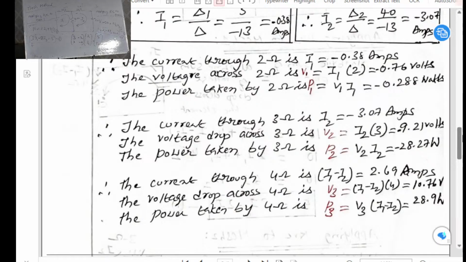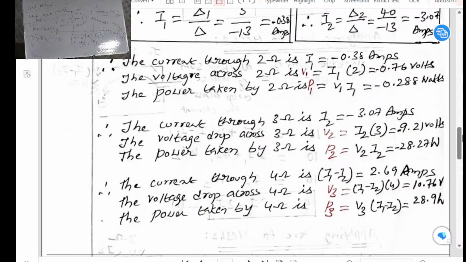The current through 2 ohms, I1, is equal to I2 ohms, which is equal to the current flowing, minus 0.38. Now the voltage drop across 2 ohms. What is the name given? V2 ohms. What is given? Current into resistance. Same thing.